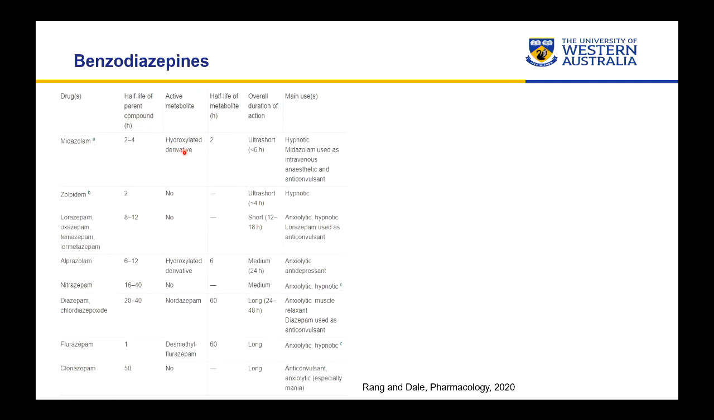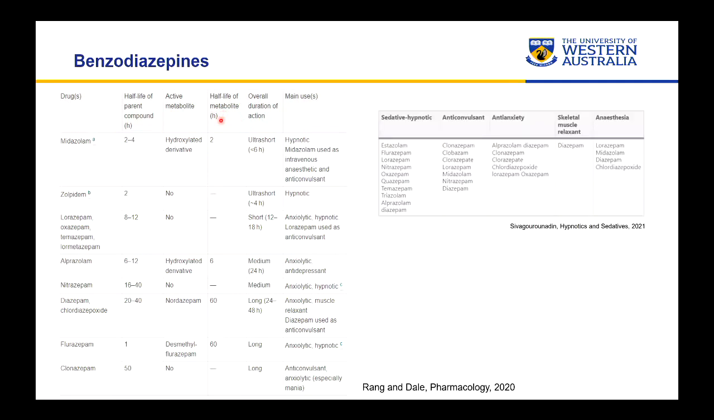Some of these just work on the GABA receptor by themselves. Some of these need to be metabolized by the body to have their therapeutic effect. In this case, midazolam needs to be metabolized by the body, and then that metabolite that's produced actually has that therapeutic effect. So they work on different drug mechanisms as well.